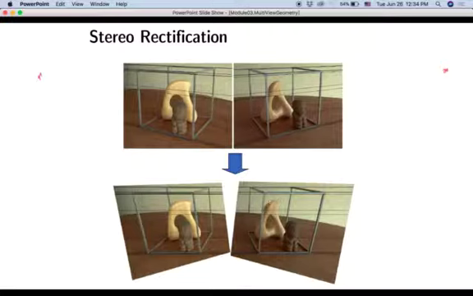Okay, and now it's a translation only case. I can search for that translation which matches the feature point. So if I want to find where this point matches, I will look along the same line on the second image and just search along that for a similar feature, and I'll say this is where it is.